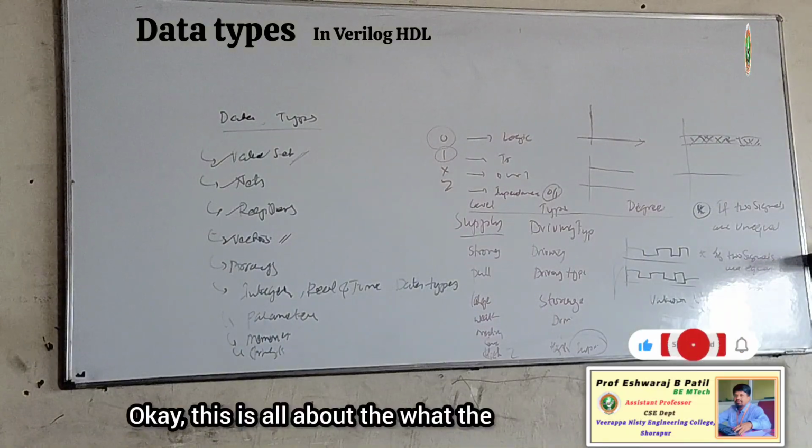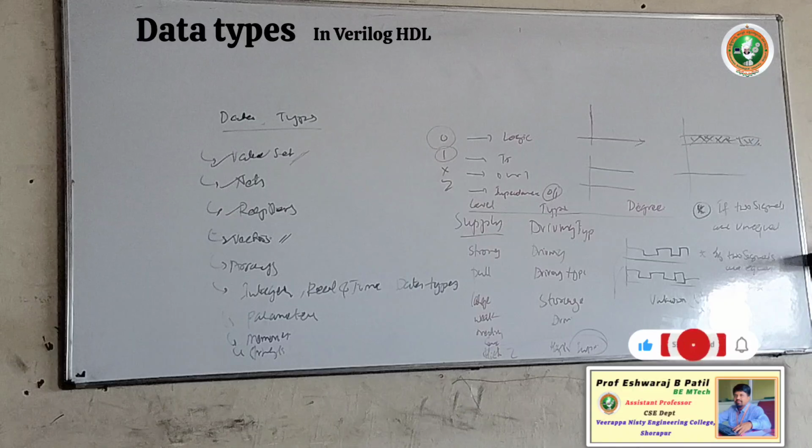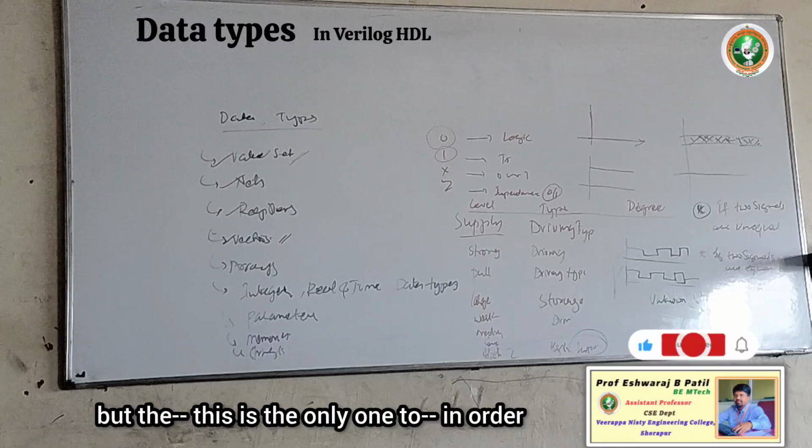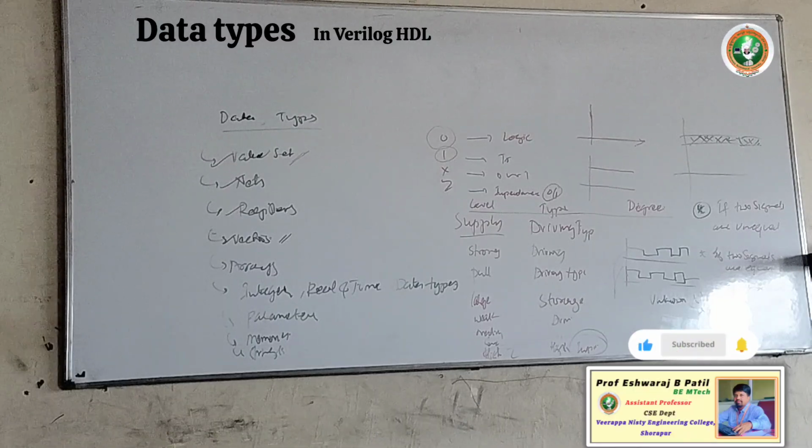Okay, this is all about the value set and the strength type. The use of the value set is only to describe the signal strengths. Okay, signal strengths only. Next one is nets.